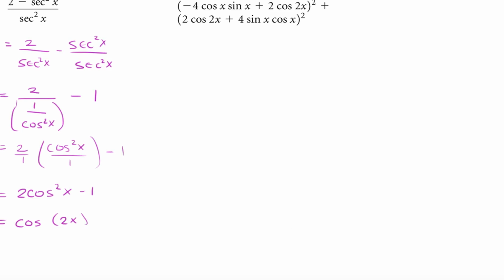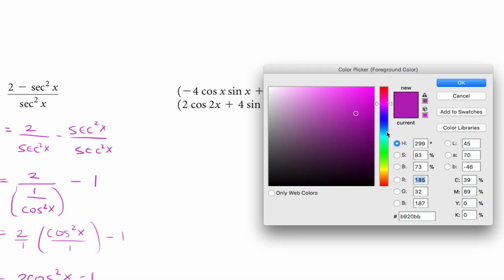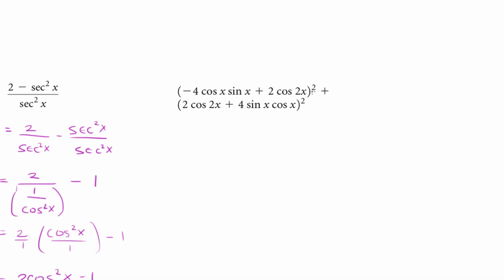Now this one is a little bit more challenging because it requires more computation. So we have to FOIL the first two. So the first one and the second one. So let me expand this. Cosine x sine x plus 2 cosine of 2x squared.